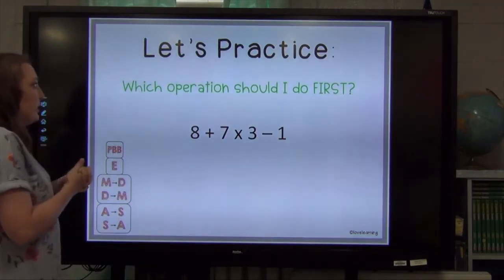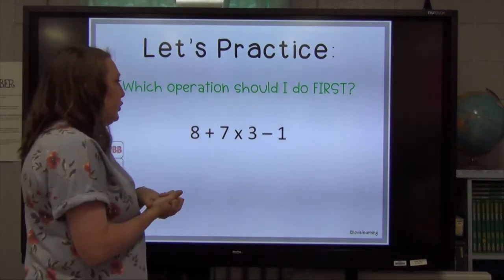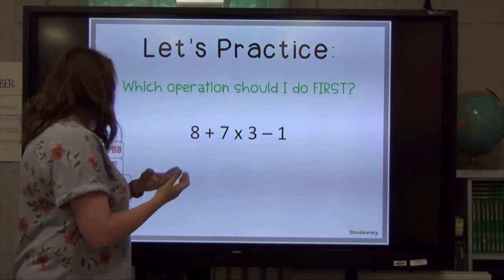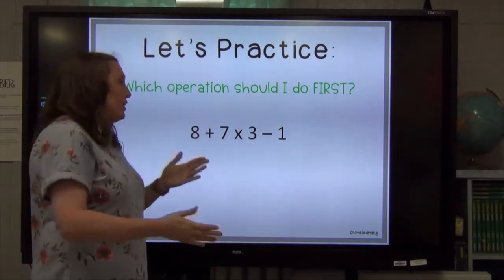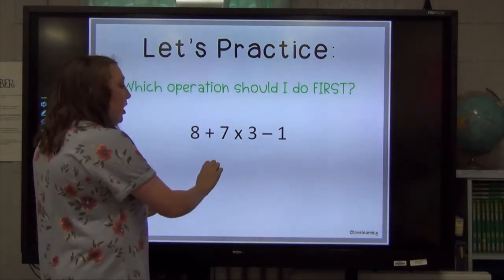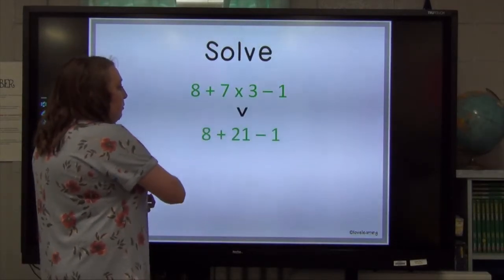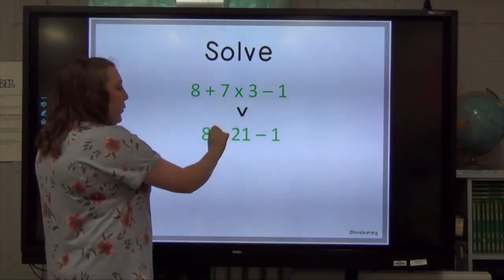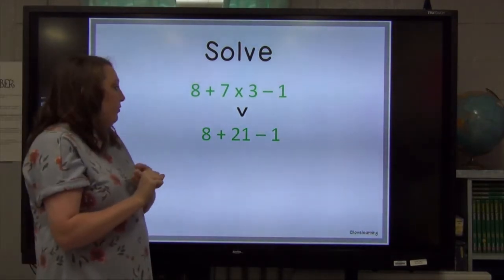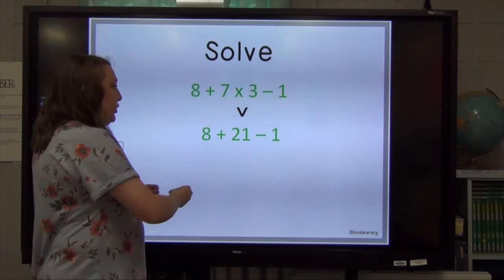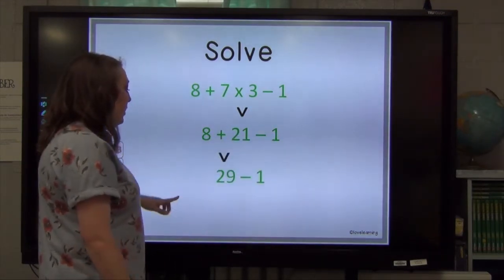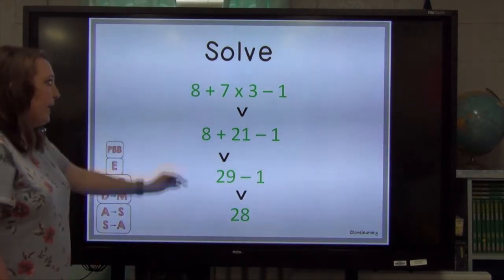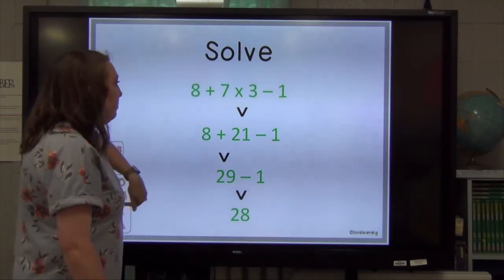Alright, so let's practice. Which operation should I do first? Do I have parentheses? No. Okay. Do I have exponents? No. Do I have multiplication or division? Yes, so I have to get rid of that first. So, I solve it first. 7 times 3 is 21, and then I bring down the rest. So now I have 8 plus 21 minus 1. Now, I do not have any division, but now I have adding and subtracting, and you solve it from left to right. So 8 plus 21 is 29, and then 29 minus 1 is 28. So the answer to this numerical expression is 28.